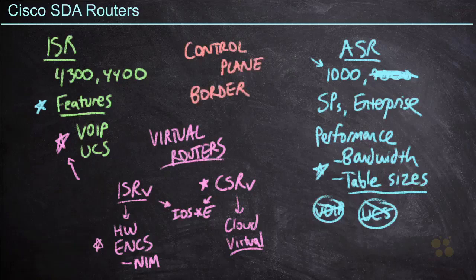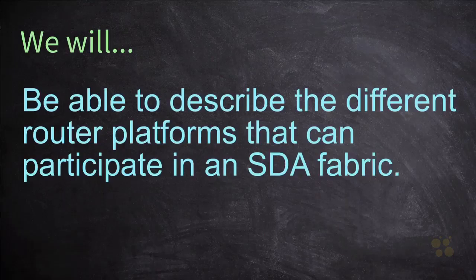And as always, make sure to go back and check the Cisco website that we looked at in the last video, because it's always best to base our purchasing decisions on real live data. So consult with that document, consult with your Cisco partner, or call Cisco directly. Either way, always do your research before going out and procuring hardware. And with that, you are now able to describe the different router platforms that can participate in an SDA fabric.